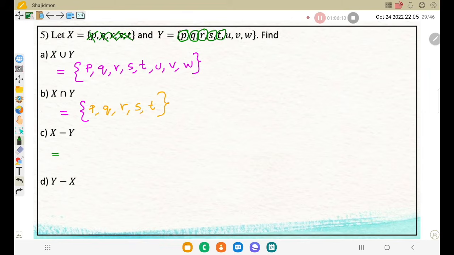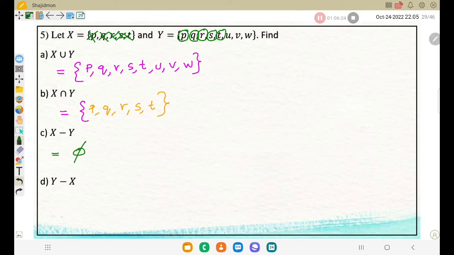So what set are we getting when we delete y from x? What is the balance? Only the empty set, correct? Phi is the balance. X minus y is the empty set. Hope you understood that one. It is phi, nothing is there.